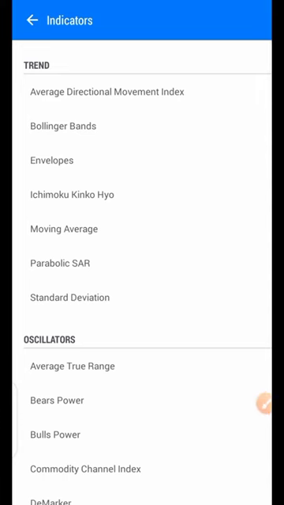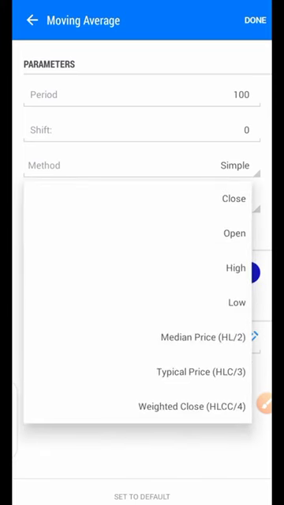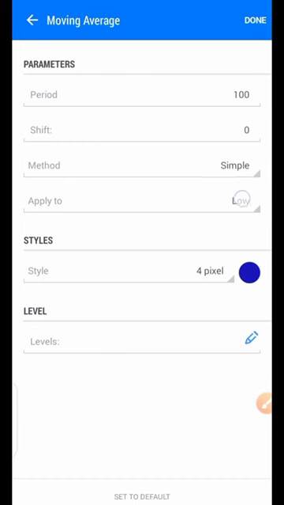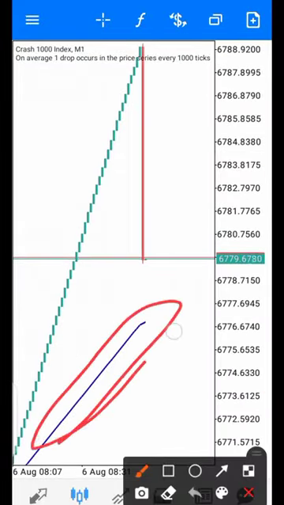Let's first add the moving average. You can see the moving average here. Click on the moving average. The period is 100, shift 0, method simple, apply to low. This is where you should take note very well. We usually apply to close, but now we are using apply to low. Then click on done. After you have set everything like this, put the style at 4 pixels so that it is bold enough. Then click on done. You can see this is the first 100 period moving average applied to low.